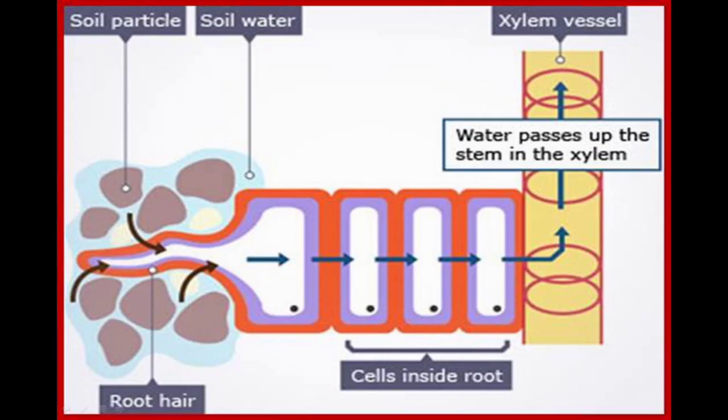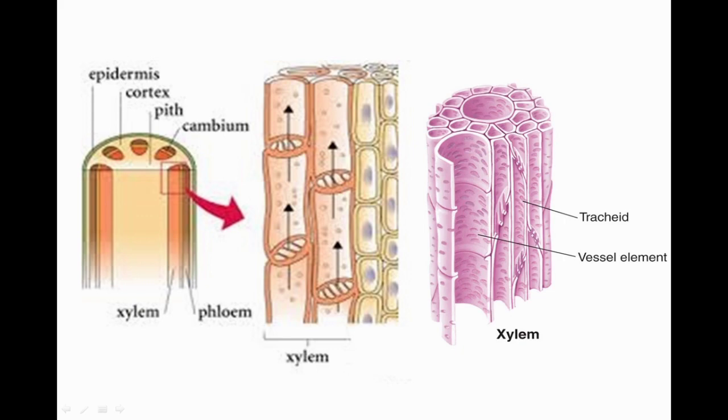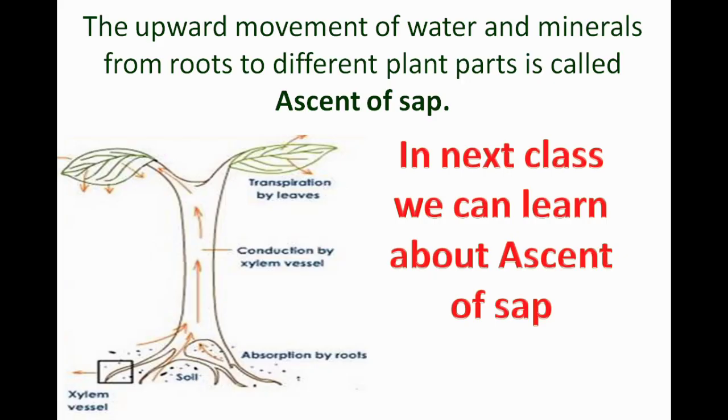Water, after reaching the xylem, is taken to all the parts of the body by the process known as ascent of sap. In the next class, we can learn about ascent of sap.